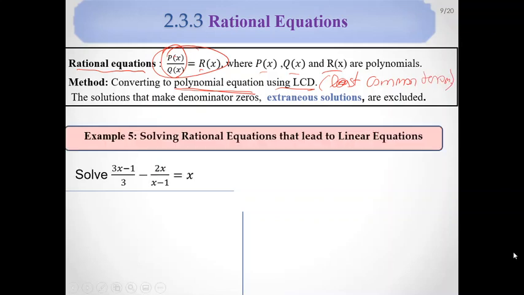Okay. Now, but we have to be careful here. The solutions that make the denominator zero are excluded. These are called extraneous solutions, and excluded means we don't accept them.